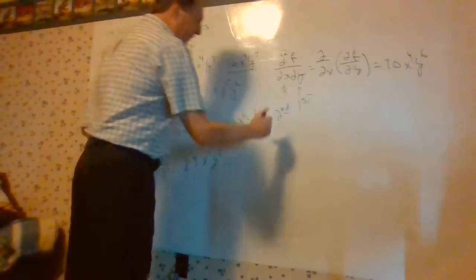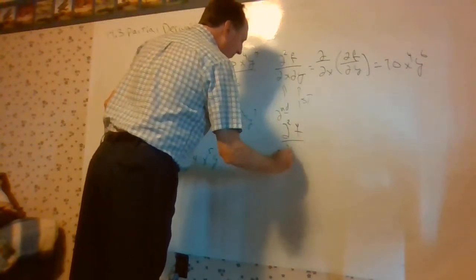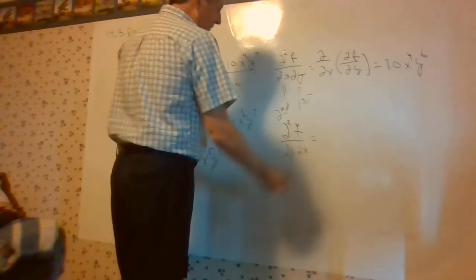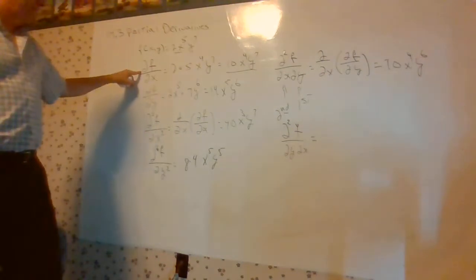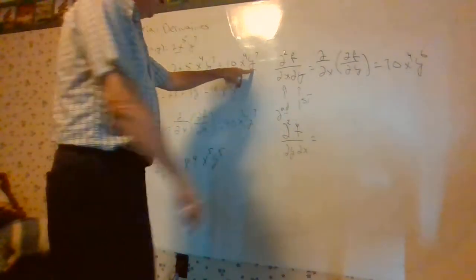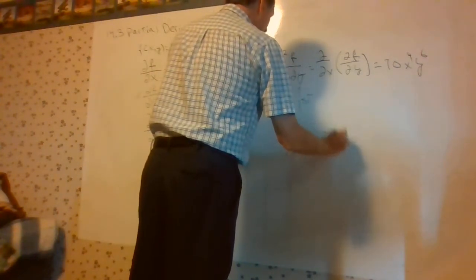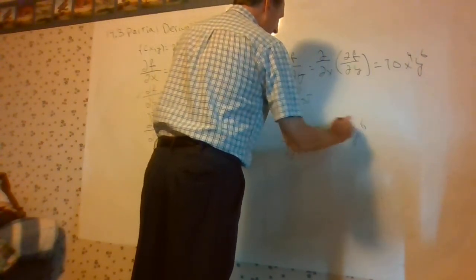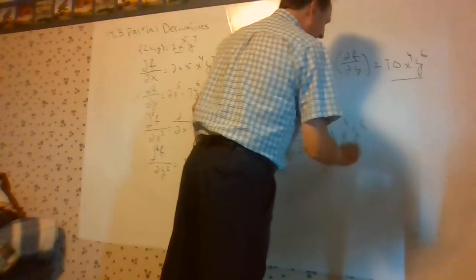Now you can switch the order, partial squared f with respect to y with respect to x. That means y partial of x already taken. Need a y partial of this, and what are we going to do? 7 times 10 is 70x to the fourth, y to the sixth. Surprise, surprise, that is the same as that.